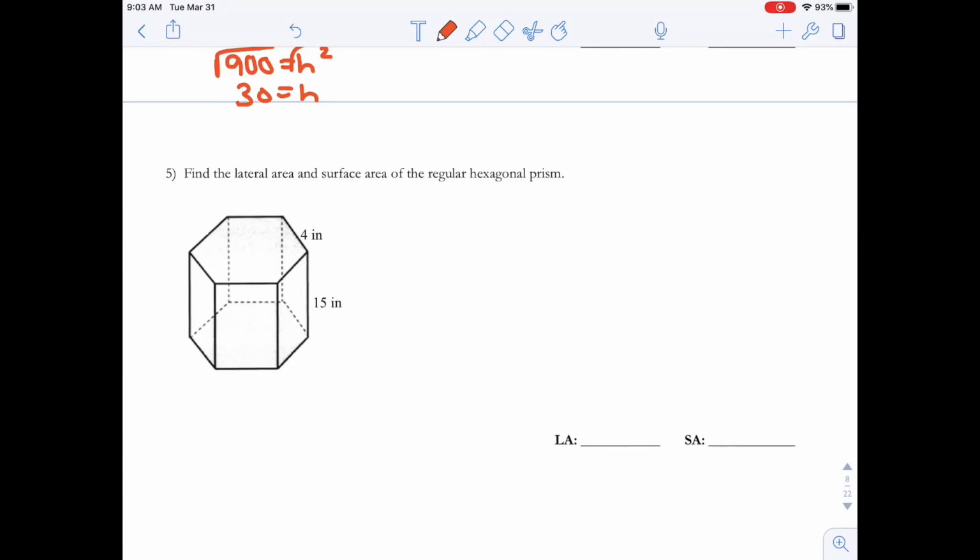Okay. So when we look at this here, again, lateral area, we can start off with that. That is your perimeter times your height. Well, we're finding the perimeter of the hexagon. Well, 4 is one side length, so 4, 4, 4, 4, 4, 4, going all the way around. That is 24. Your height there is 15. So your lateral area is 360 inches squared.